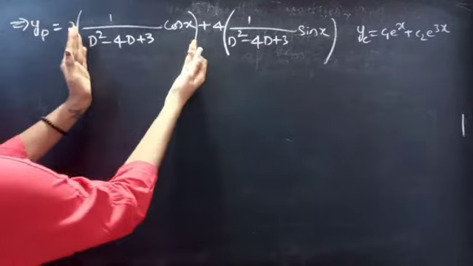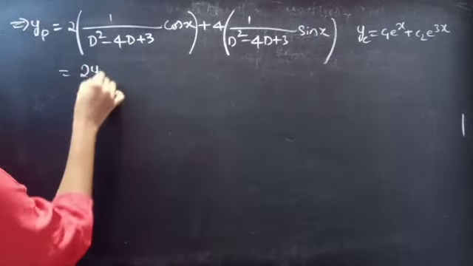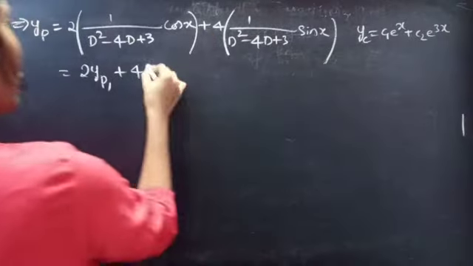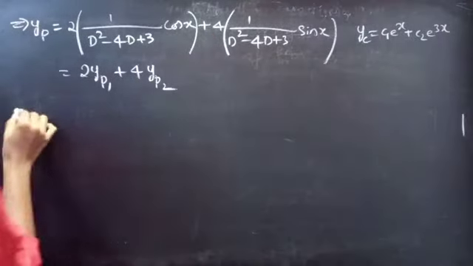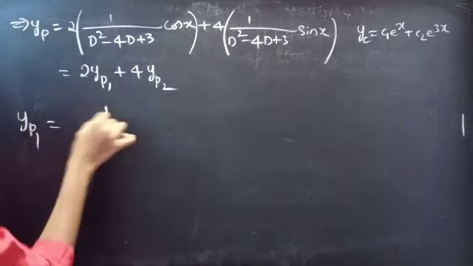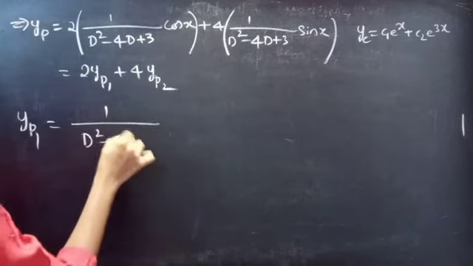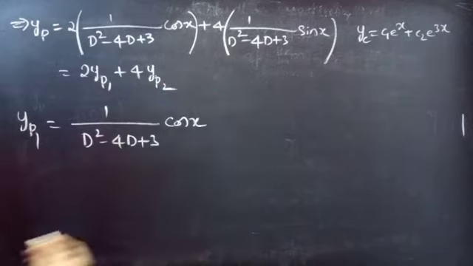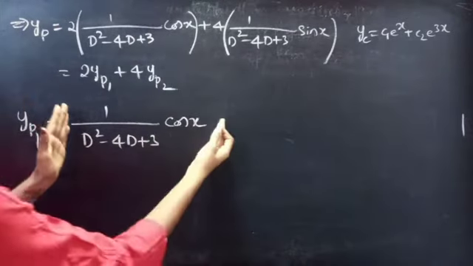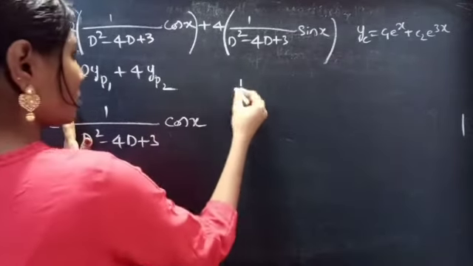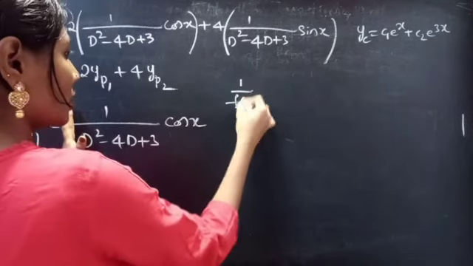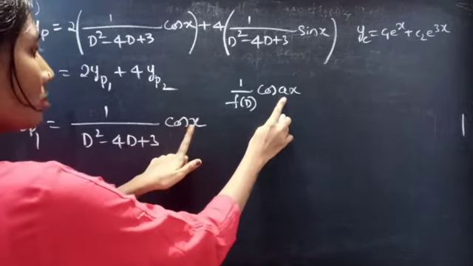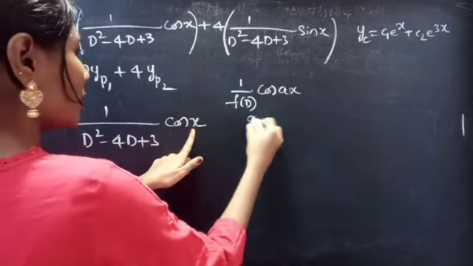I'll just name this term under brackets as yp1 for my convenience, and this term as yp2. Firstly, we'll find yp1, 1 by f of d into cos x. Here we have 1 by f of d into cos x, which is of 1 by f of d into cos ax form, right? Compare cos x with cos ax and we'll get a equals to 1.